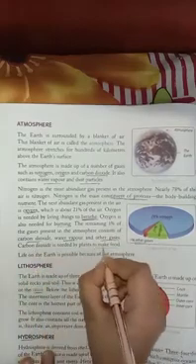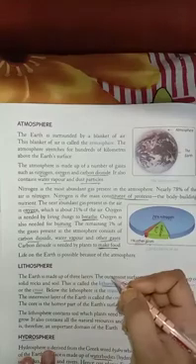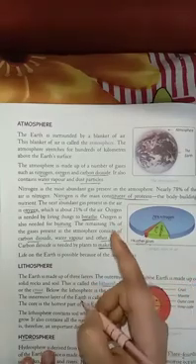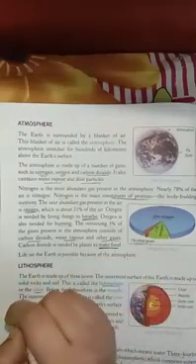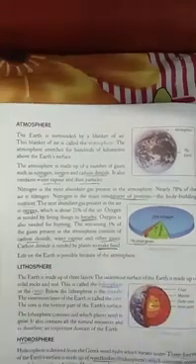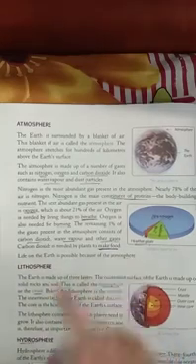Carbon dioxide is needed by the plants to make food. We need carbon dioxide for photosynthesis. Plants need carbon dioxide for photosynthesis. So it is also an important constituent in the atmosphere. So life on the earth is possible because of the atmosphere.